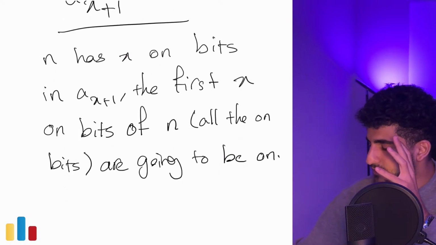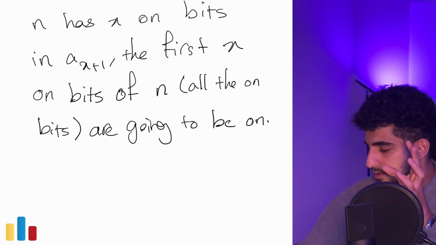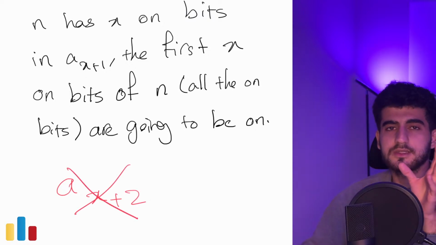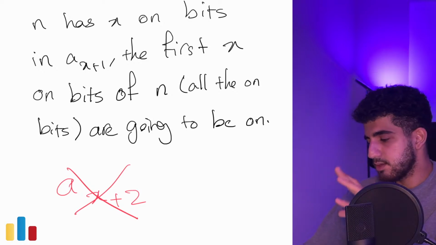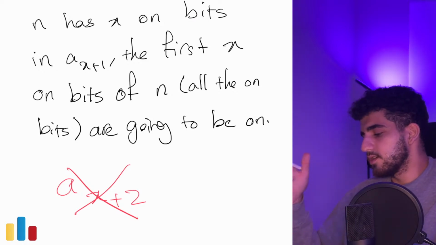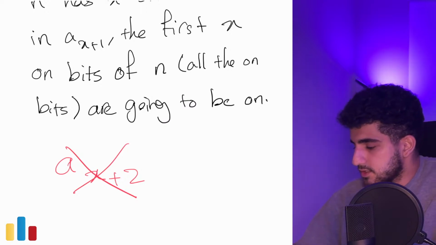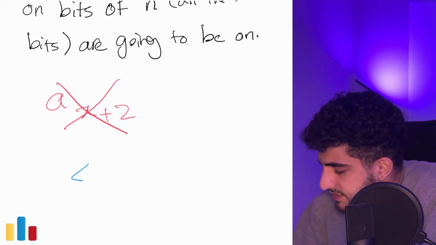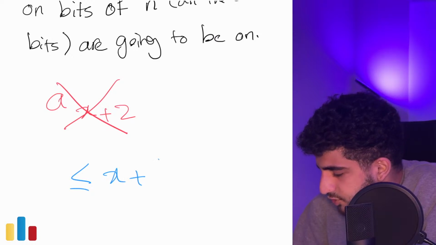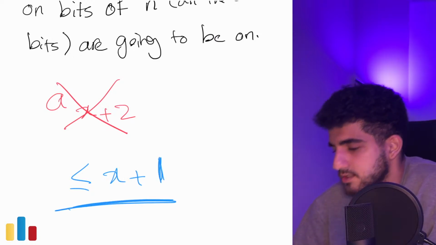So we cannot have some a of x plus 2. That's not possible. A of x plus 1 is always going to be n, so it's going to be the last one. So we prove that the answer is at most x plus 1. Now we have to show that x plus 1 itself is possible.